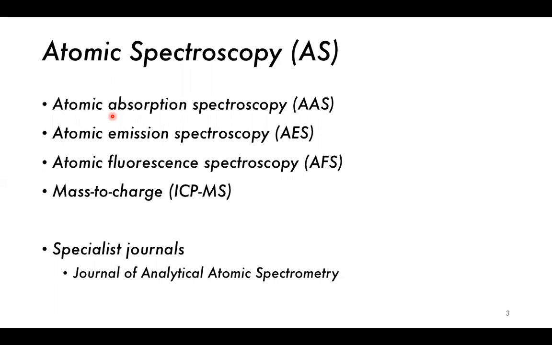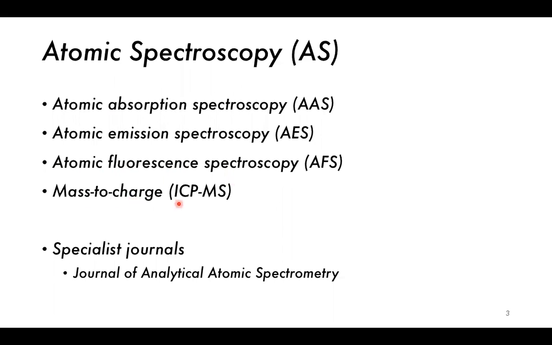Atomic emission spectroscopy then is related with the emission of the sample after it has absorbed something. Atomic fluorescence spectroscopy is then dealing with the fluorescence which comes from an excited sample which has been atomized using our atomic fluorescence spectroscopy instrument.